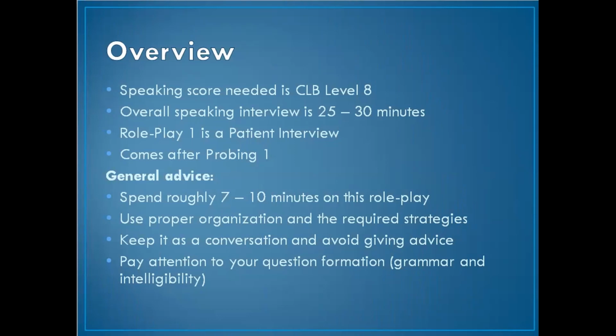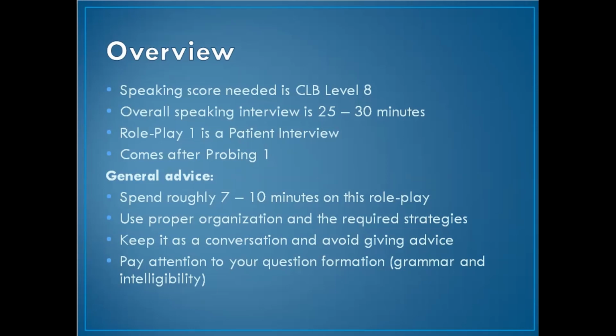They don't give you a specific time, but in order to have everything done correctly, the organization, all the elements that you need to incorporate in this role play, you will need about 7 to 10 minutes. And remember, the overall speaking test is 25 to 30 minutes. The CLB level you need for speaking, as you already know, is CLB level 8.